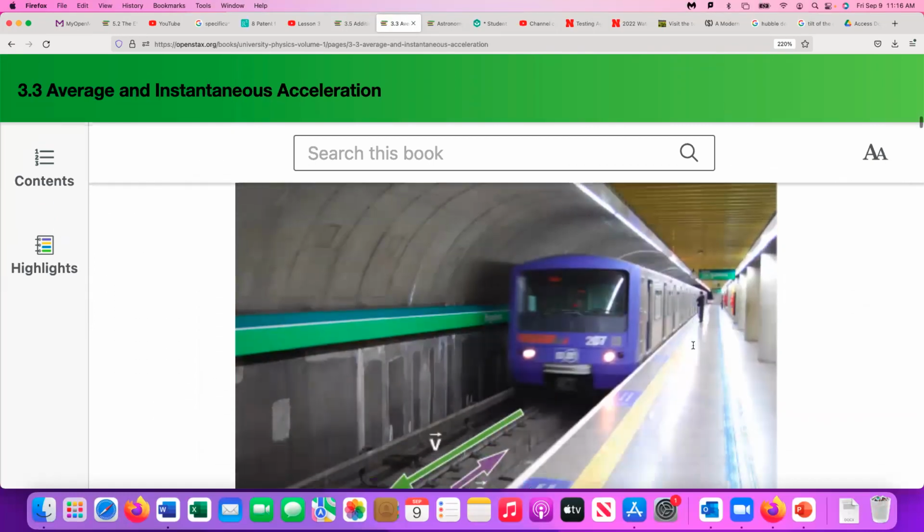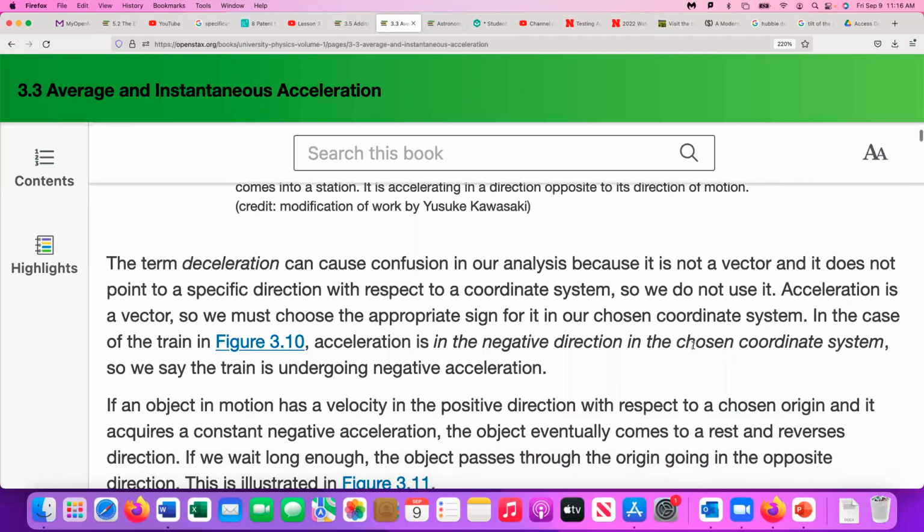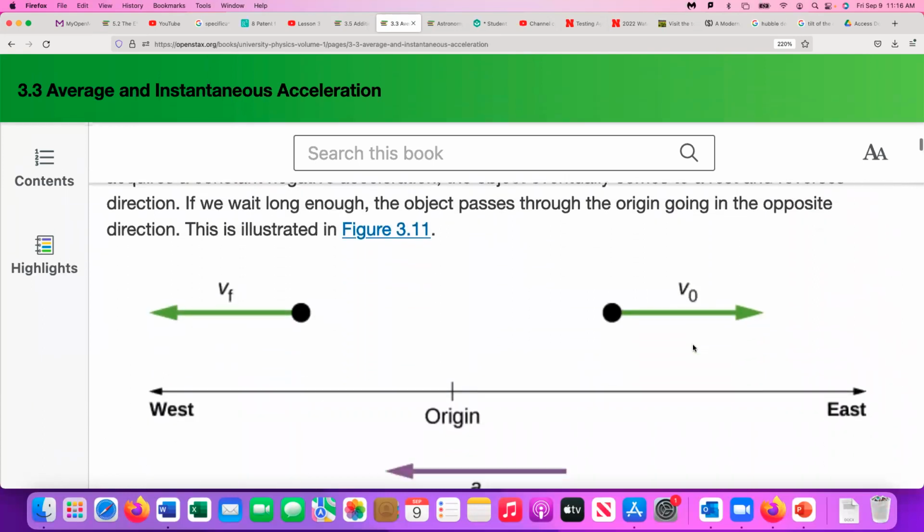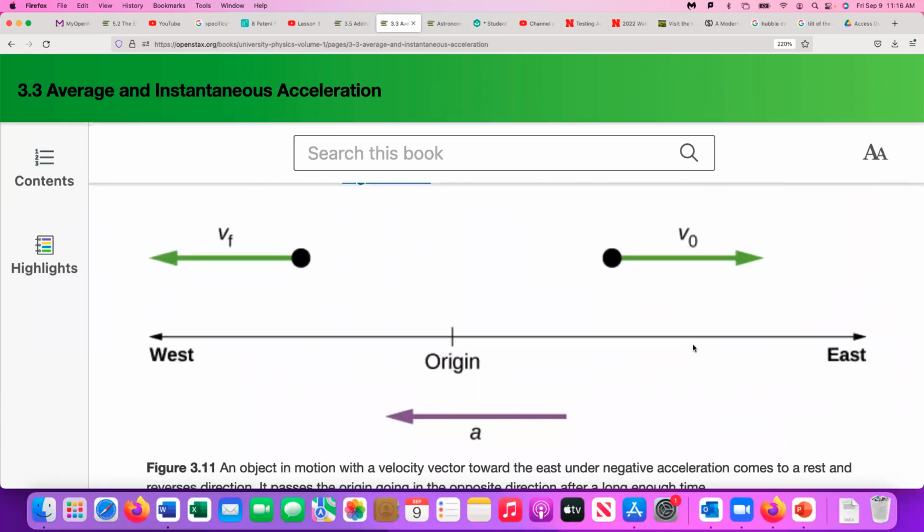Acceleration is a vector, and it often confuses people that acceleration is a vector, because it has an effect on things that's not completely intuitive all the time. So, for example, here's an object that's moving to the right to begin with, and it has an acceleration that's affecting it, and eventually its final velocity is actually moving to the left.